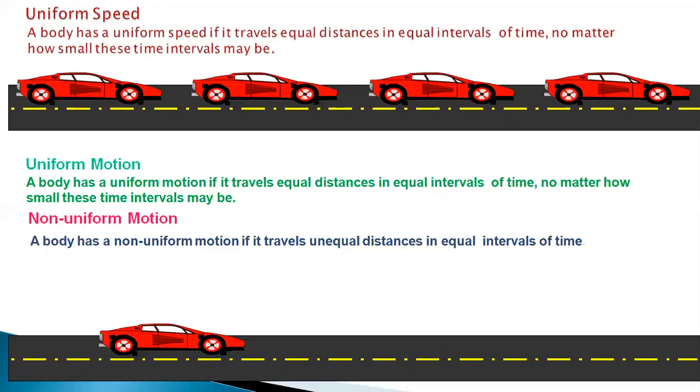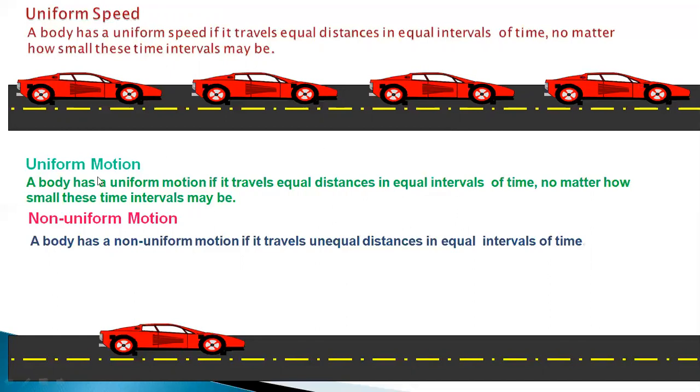So this is uniform speed. Here you can see this is the first hour. In the first hour, the body is covering X distance. Again, in the second hour, the body covers X distance. Again, in the third hour, the body covers X distance. Again, in the fourth hour, the body covers X distance. So this is about uniform speed.